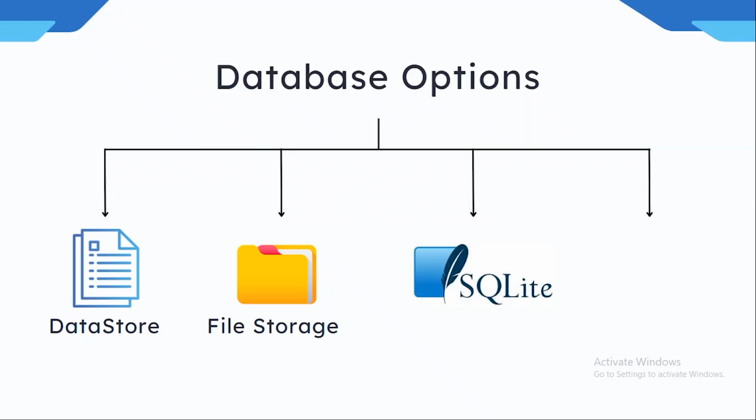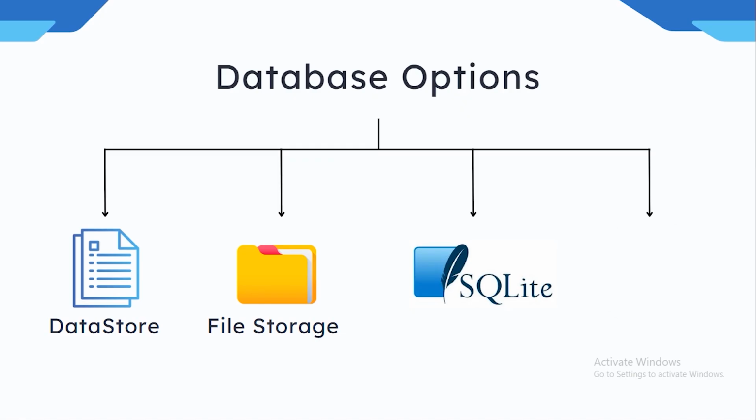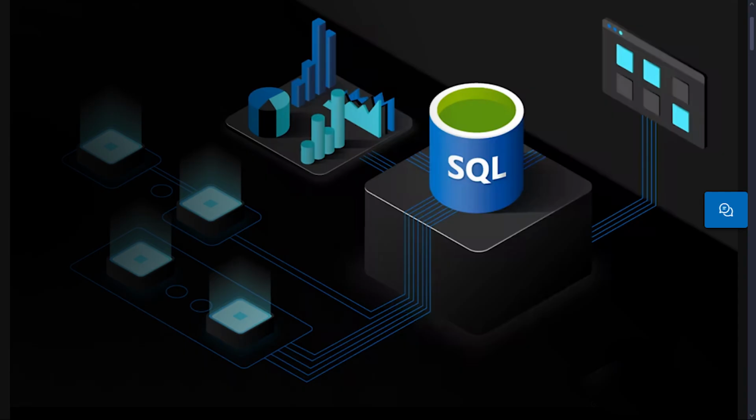SQLite, the default database engine on Android. It supports storing structured data in tables and lets you query this data using SQL. Room, a high level abstraction over SQLite that makes database access much simpler while still giving us all the power of SQLite. So what's SQLite?